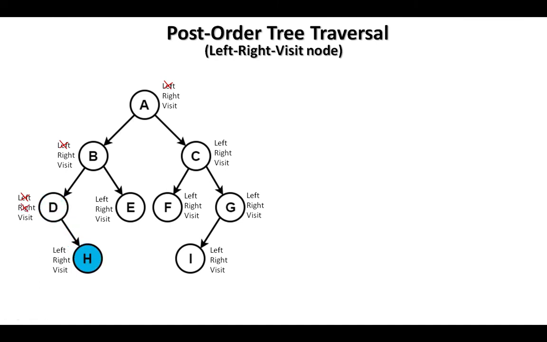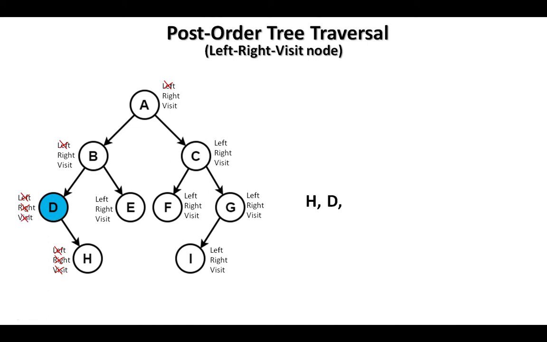Reaching H, we find that it has no left child, so we cross mark left from the list. Again, we also find that it has no right child, so we cross mark right from the list. Then we visit the node and print it. Next, we go back to D. Reaching D, we find that we already completed its left and right subtree, so we print D.